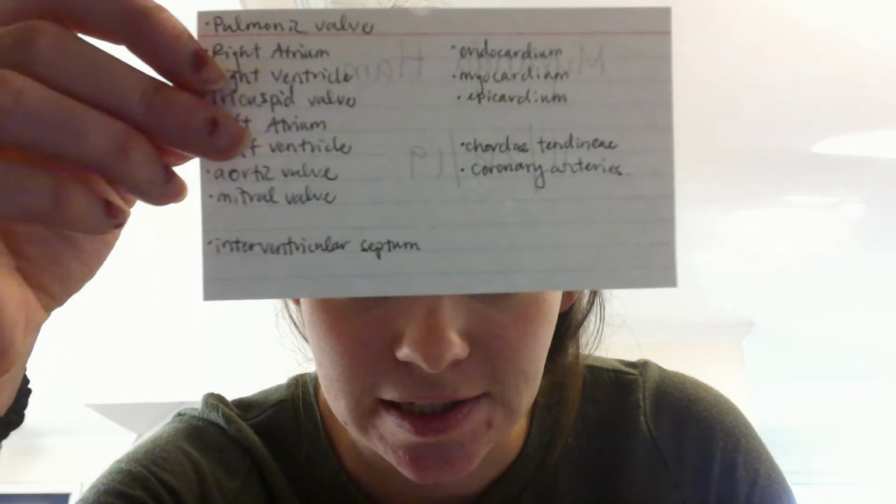Here's my little note card. And this is my video presentation for Module 9, the sheep heart dissection. Here are my notes for this presentation. It's just a list of all the structures I will be naming.